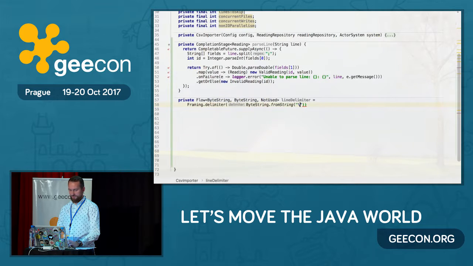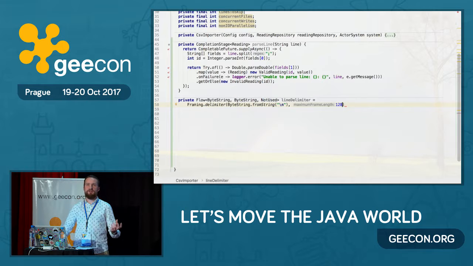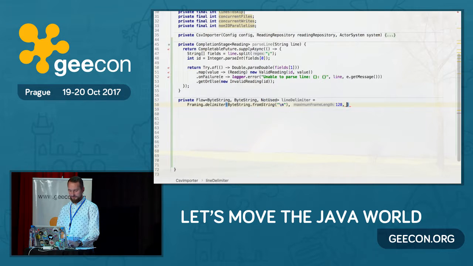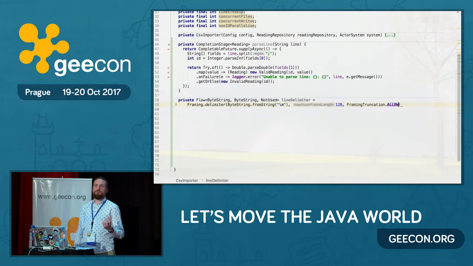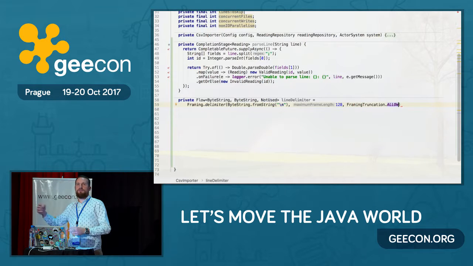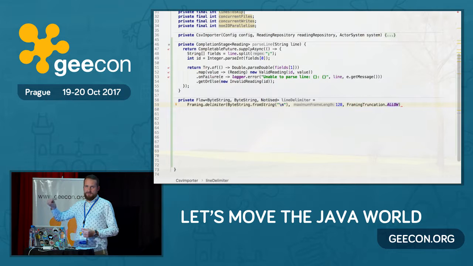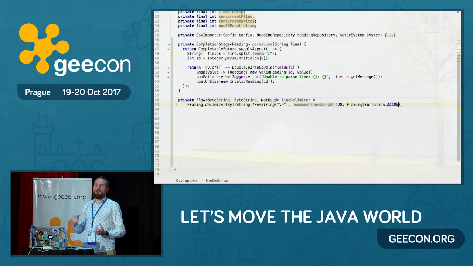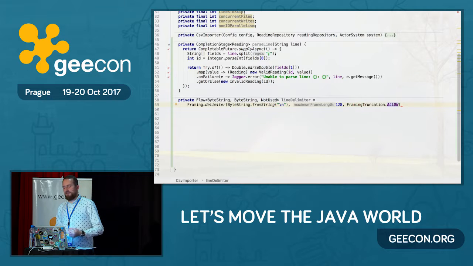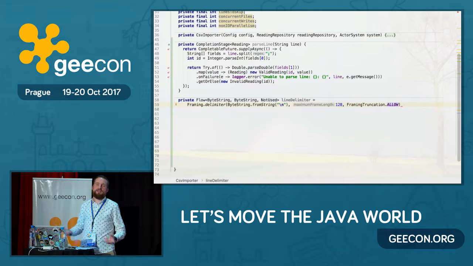In our case, it's going to be the newline character. We need to specify the maximum length of the line that we'll be processing. Our lines are pretty short, so 128 is a reasonable default here. We also have a third parameter called framing truncation. It basically says what we want to do with a line that doesn't contain the delimiter. If, for example, the last line in our file doesn't contain a newline character, we also want to handle it normally. That's why we set the framing truncation to allow. If we set it to not allowed, it would explode on a line that doesn't contain the delimiter.